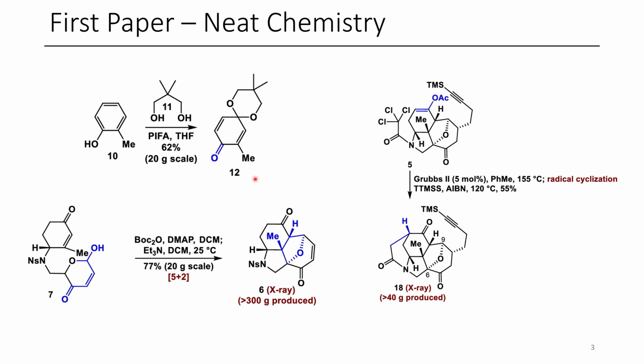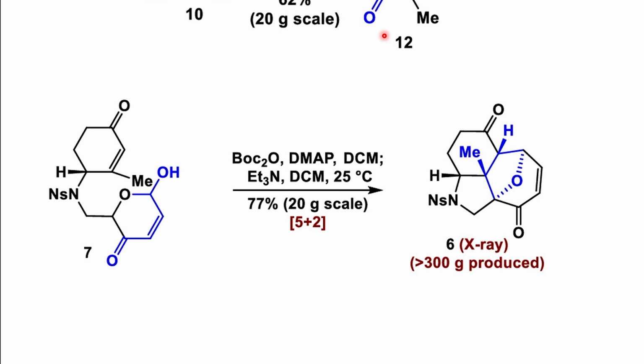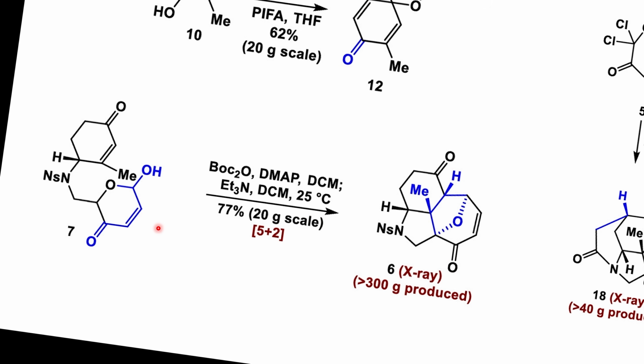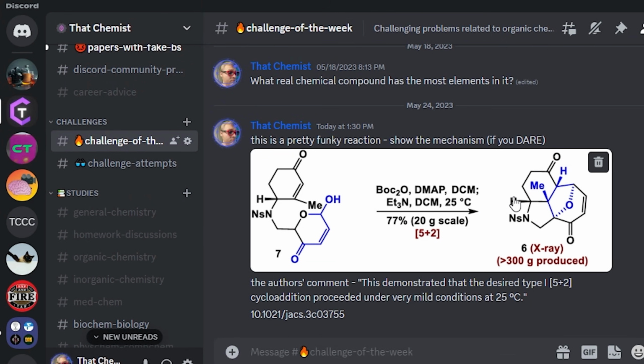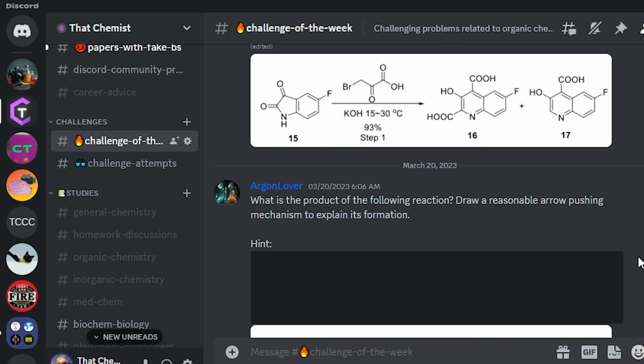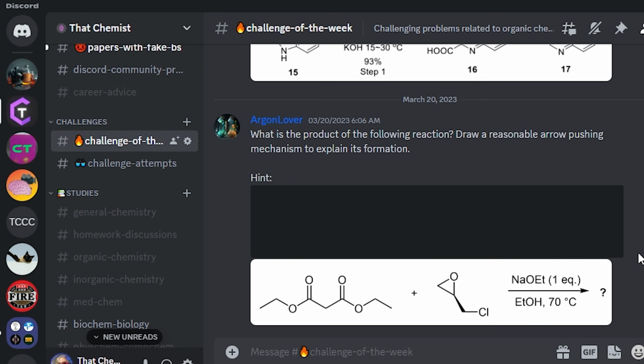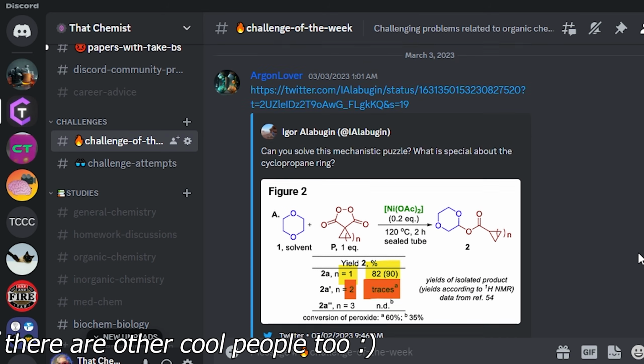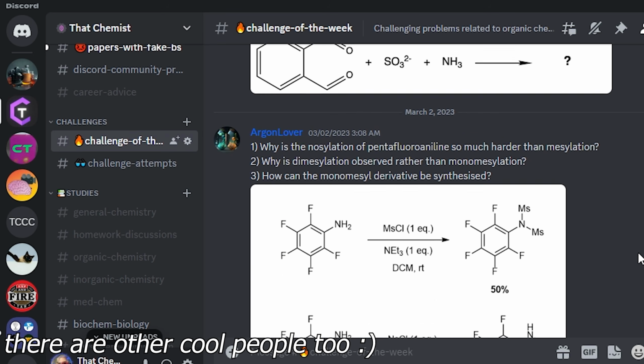In addition to this transformation, the authors also had this interesting 5+2 cycloaddition. If you're an undergrad or a new researcher, this would be a good one for you to practice and actually write out. Sometimes in the That Chemist Discord, we have problems of the week, which are not weekly, but we have them whenever we have them, and this is the current problem. If you'd like to go take a stab at it, there's a whole community of organic chemists that would be interested to discuss more chemistry with you.